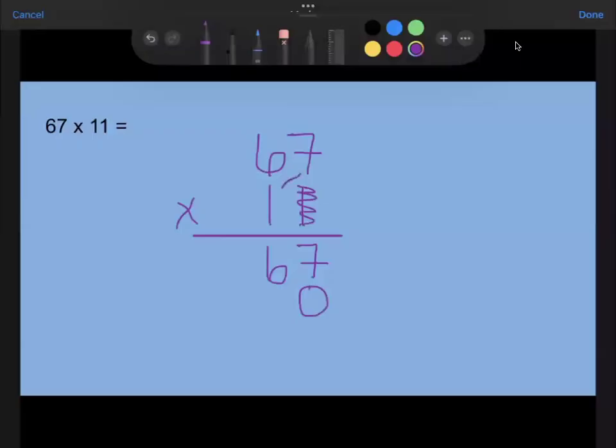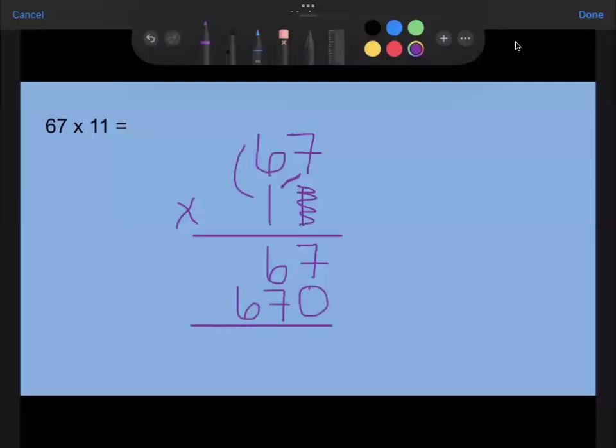So now we're going to do these two numbers, 7 times 1, which is 7. So I'm going to go ahead and put that there. Then you're going to multiply the two numbers in the tens place. That's 6 times 1, and then we're going to get 6. So the idea here is you multiply everything on the top by the number in the ones place on the bottom. Then you multiply everything on the top by the number in the tens place on the bottom.